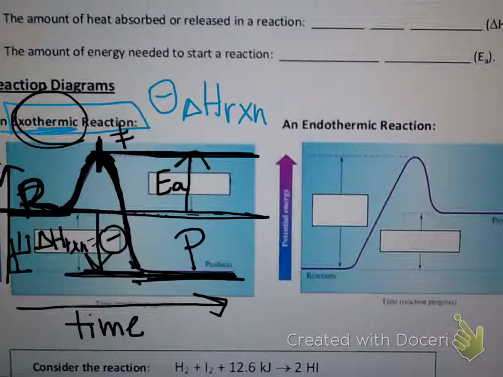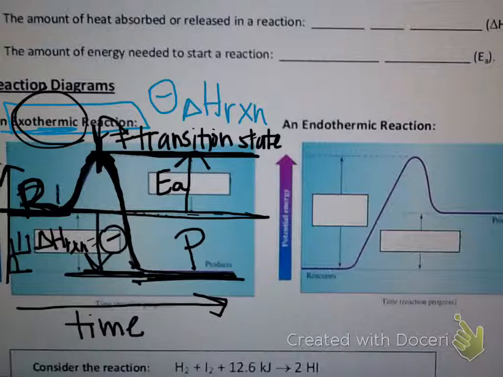The highest point on any reaction curve, the highest energy, is always called the transition state. Because everything's in transition. You don't have stable reactants, you don't have stable products. Everything's broken, everything's high in energy. You're in transition. So the highest energy state on this curve is called the transition state. Go from the energy of the reactants up to the transition state. That amount of energy change is called the activation energy.